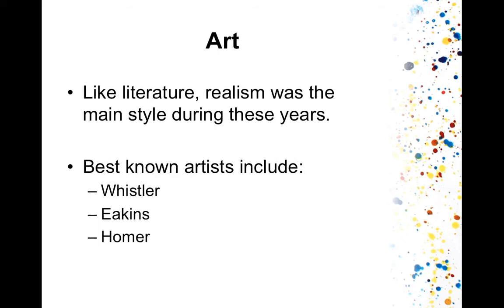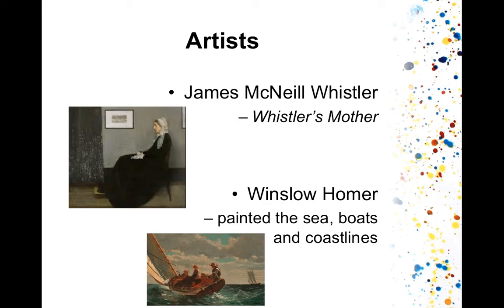Moving on to art. As in literature, realism was the main style in the visual arts in these years. Among the best-known American artists of this period were Whistler, Eakins, and Homer. James McNeill Whistler moved to Europe, where he was influenced by modern French painters. He created some of the finest paintings in American art, such as his portrait of his mother.